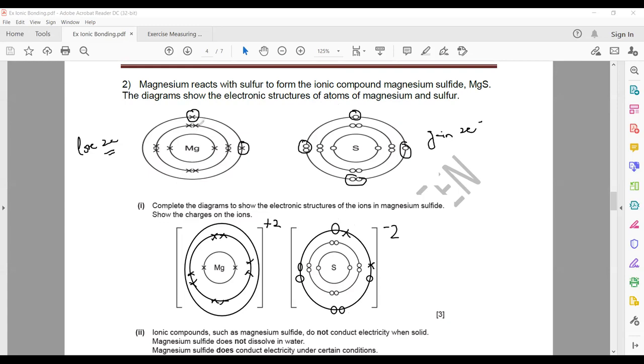Yes, we are not adding a shell, Abdullah. As you can see, there are already 3 shells, 1, 2 and 3. So if you transfer electrons, actually 2 electrons transfer from magnesium to sulfur. So now in the last shell of magnesium, there is no electron. So you can draw this as empty, or if you don't draw it, that is also a right way.